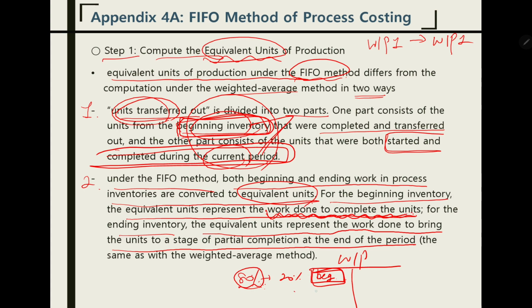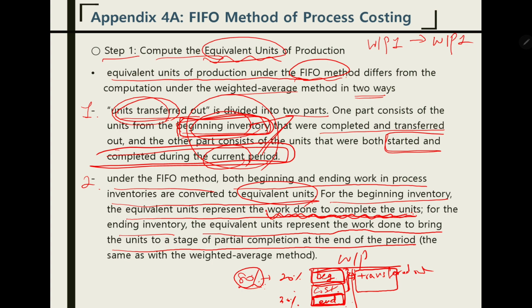And then we put more and more cost in, right? Direct material, direct labor, and overhead. And from these, let's say that this amount is transferred out. And then the remaining amount is the ending inventory, right? Ending inventory. Let's say that it is 30% complete.